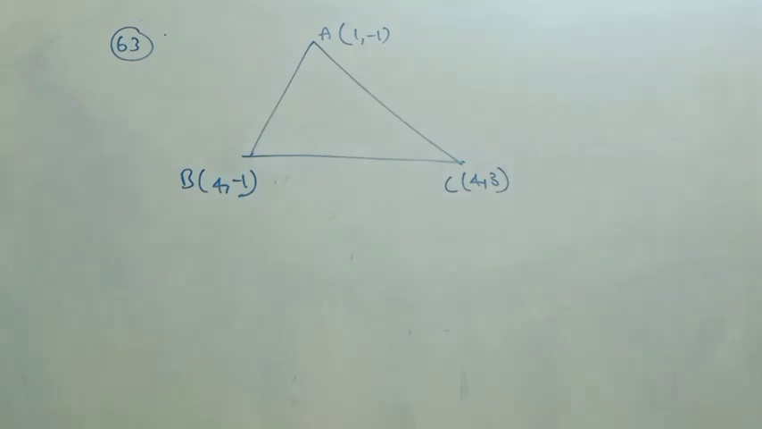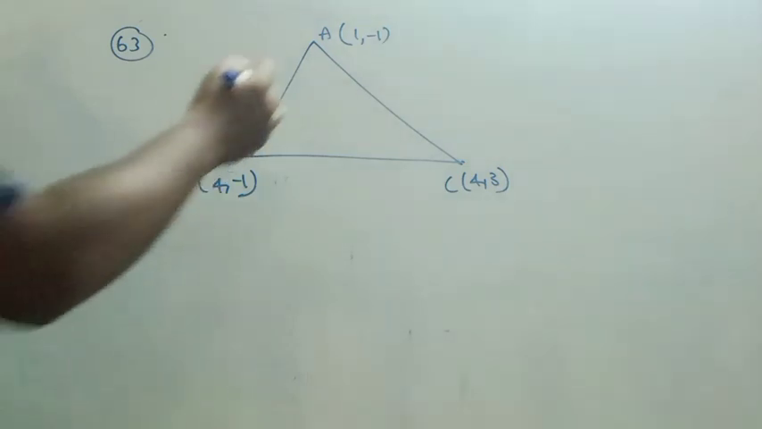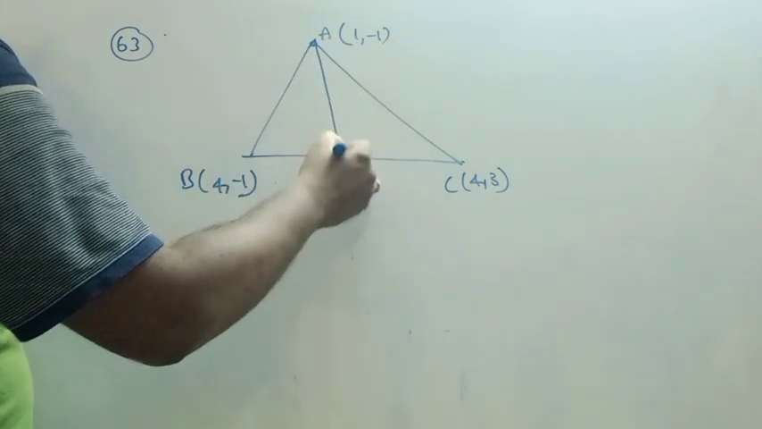The 63rd one: they are given A 1 comma minus 1, B 4 comma minus 1, C 4 comma 3 as the vertices of a triangle. Then what is the equation of the altitude through the vertex A?